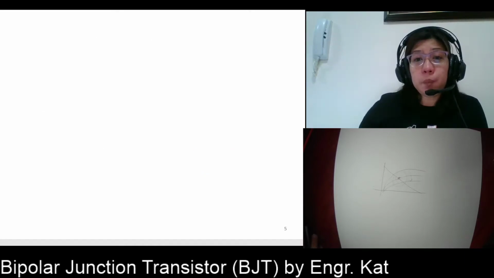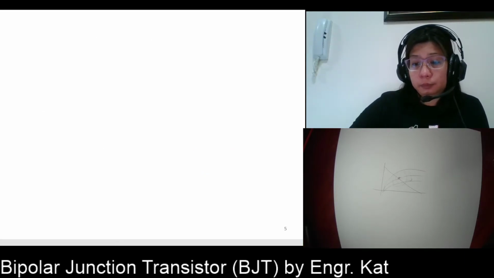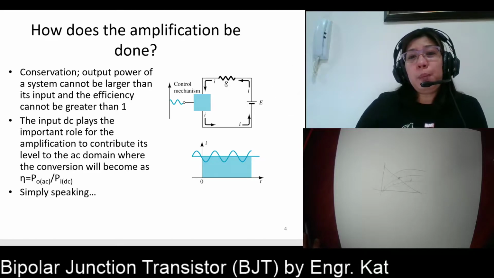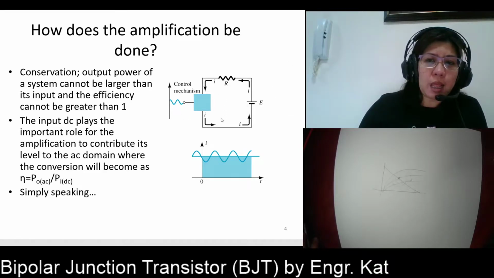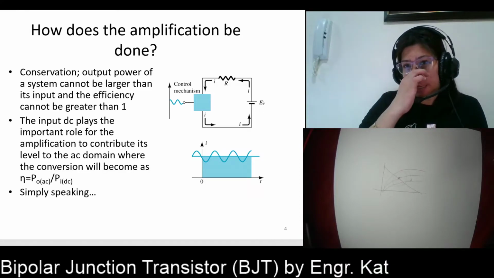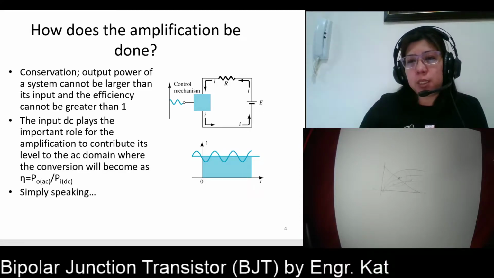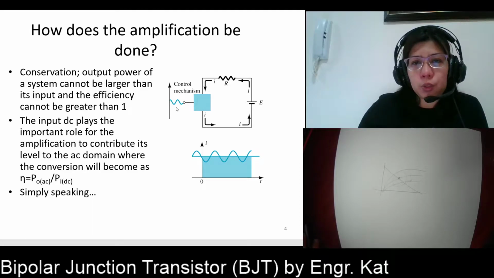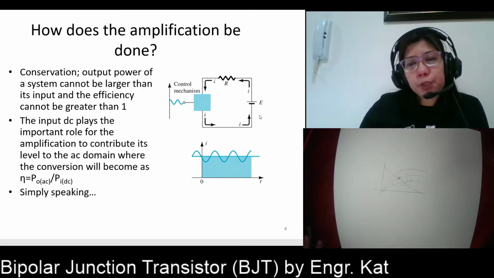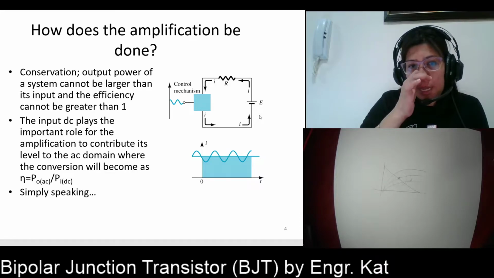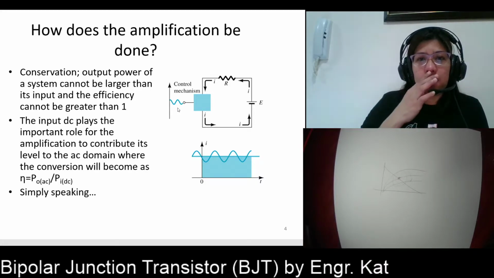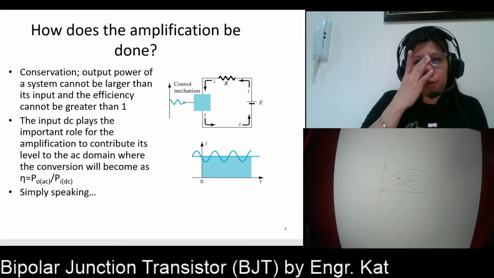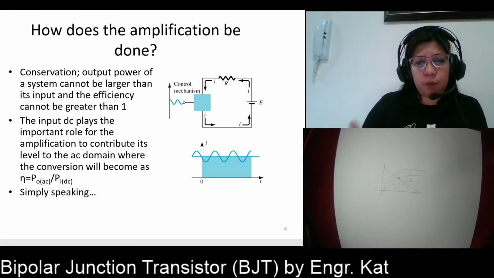Okay, so simply speaking, we will be placing here a control mechanism. So this is your input signal and this is your DC input signal. Usually the output must be equal to your AC signal. So a portion of your DC signal will be transferred or contributed to your AC signal so that your AC signal will be of a higher value compared to its original input value.